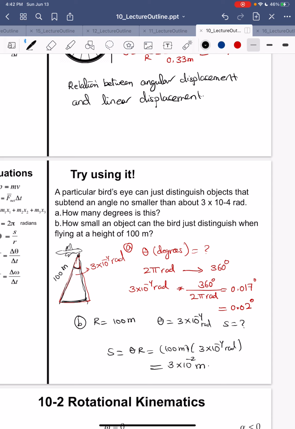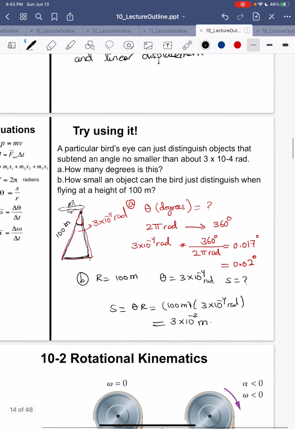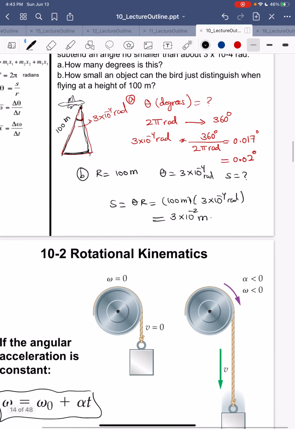How small an object can the bird just distinguish when flying at a height of 100 meters? If we assume that the bird is at 100 meters height, then I will say the length of the object that it is going to see is the arc length. R is 100 and theta is 3 × 10⁻⁴, and I'm looking for S, which equals theta R, 100 meters times 3 × 10⁻⁴ radians, and this is going to be 3 × 10⁻² meters.